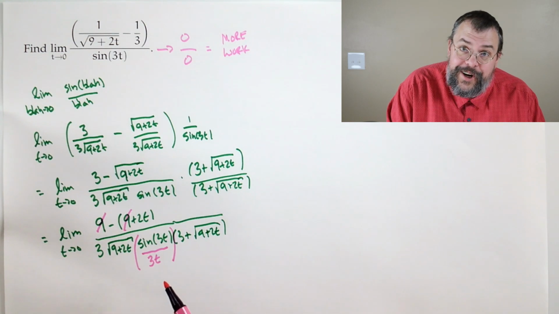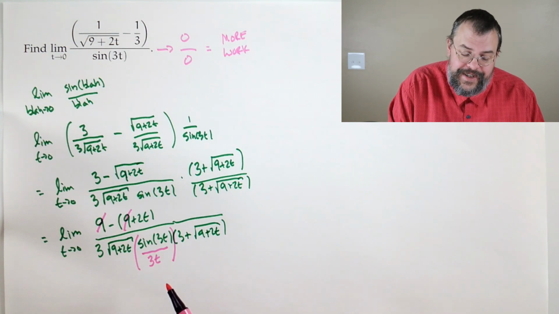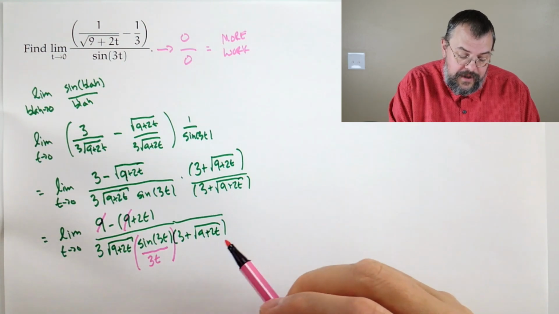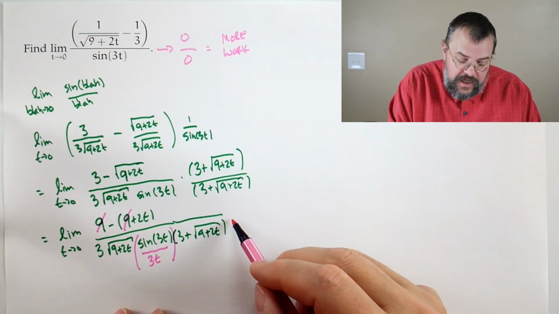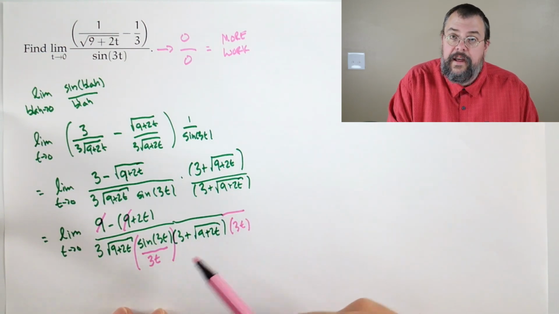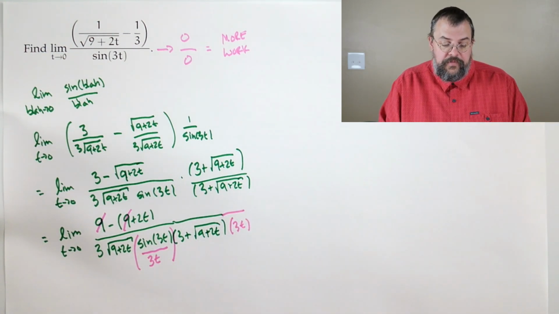If I put a 3t there, what else do I need to do? I have to compensate. So where do I need to put a 3t? Well, I'll put a 3t there. You see how those 3t's would cancel out, and so we get 1.